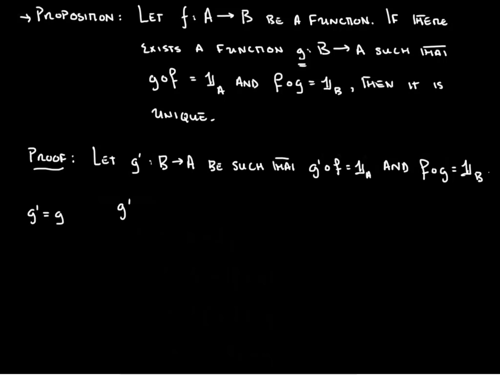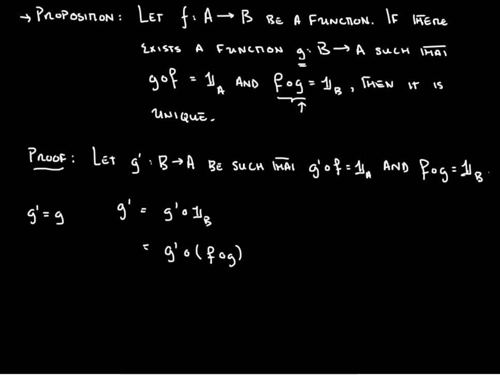So I'll start with g prime, and I know that g prime is equal to g prime circle the identity over B. And I want to do this because I need to somehow bring g into this equation. So I'll replace the identity over B by this part right here. So we're going to have g prime circle f circle g.